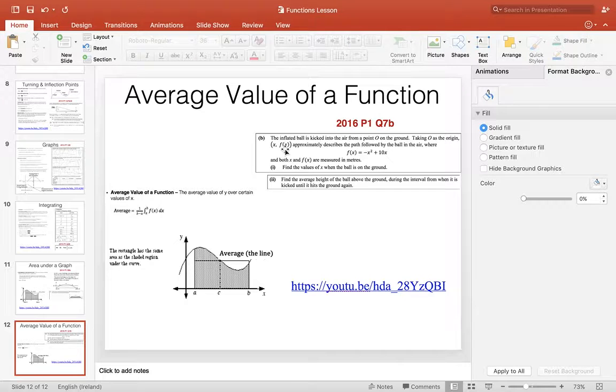X and y, f of x is the exact same thing as saying y, describes the path of a ball in air. So this is the function, negative x squared plus 10x. Find the values of x when the ball is on the ground. What is the value of y when the ball is on the ground? It's 0.